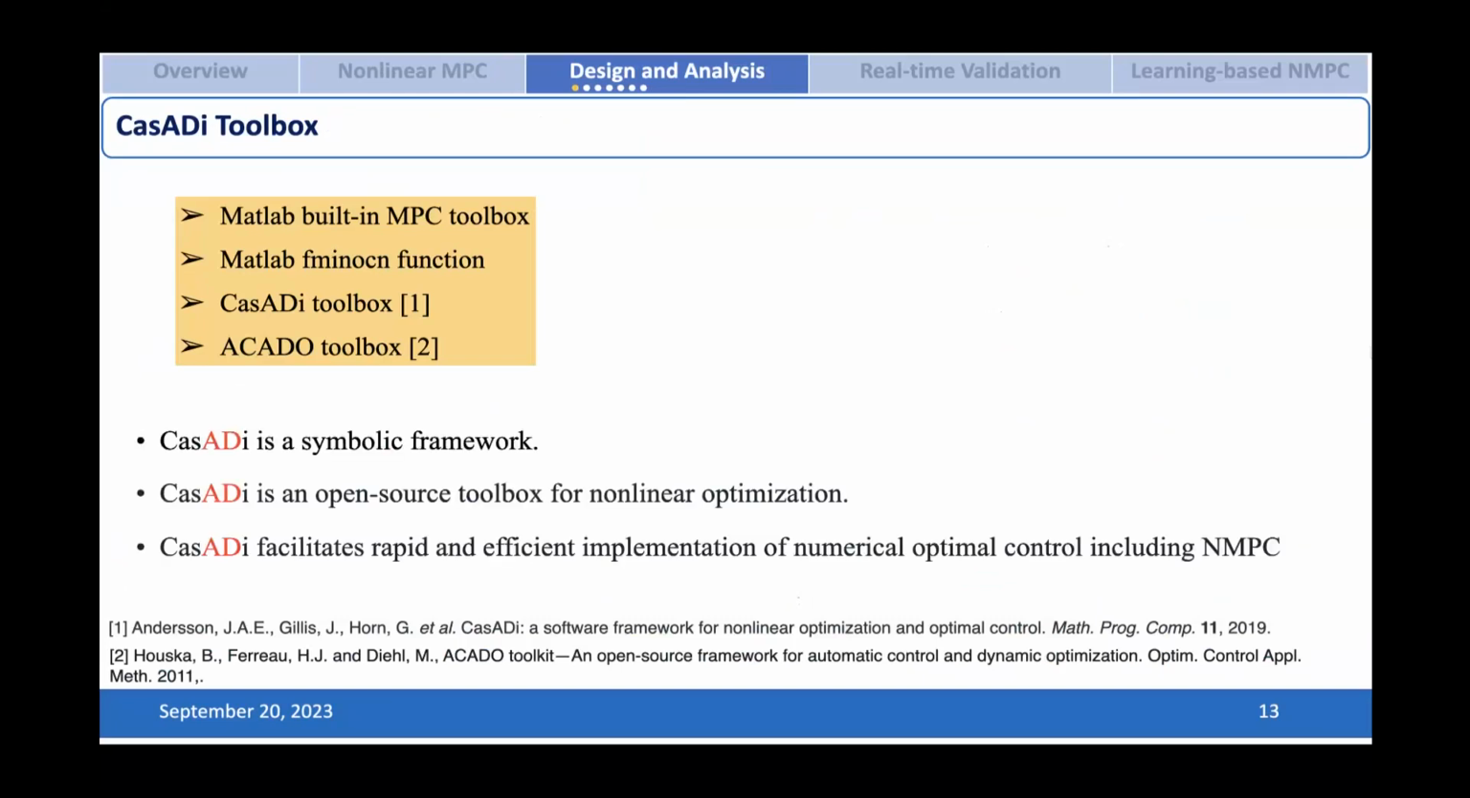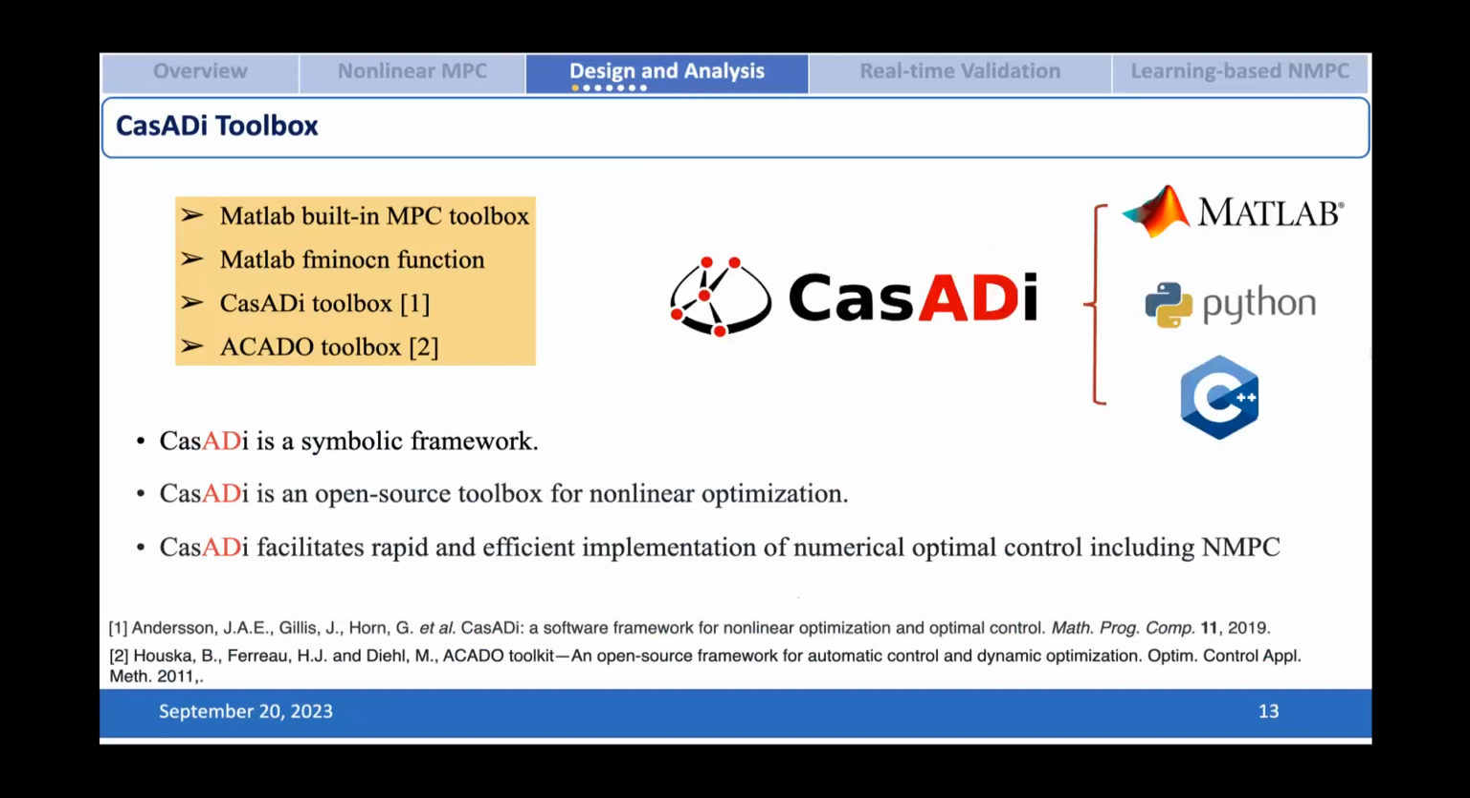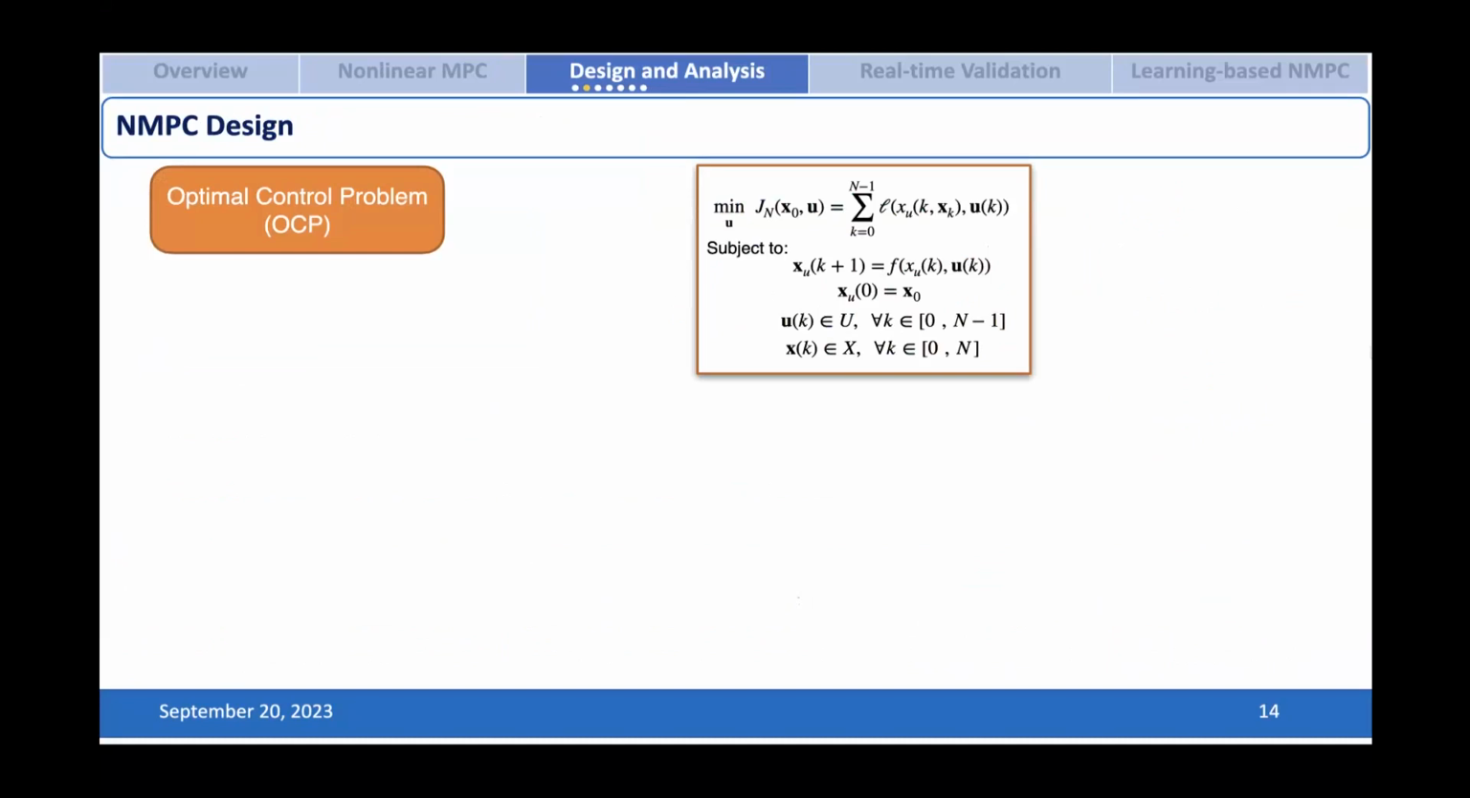In our case, we selected CasADi because CasADi is a symbolic framework that we can use to design a symbolic problem of the MPC and then apply it to the system. Also, CasADi is an open-source toolbox for nonlinear optimization, so it's perfect for the nonlinear problem that we have. Also, CasADi facilitates the rapid and efficient implementation of numerical optimal control problems, including MPC. It is compatible with MATLAB, Python, and C++, so we can use it on any of those platforms. That's why we selected CasADi in our study.